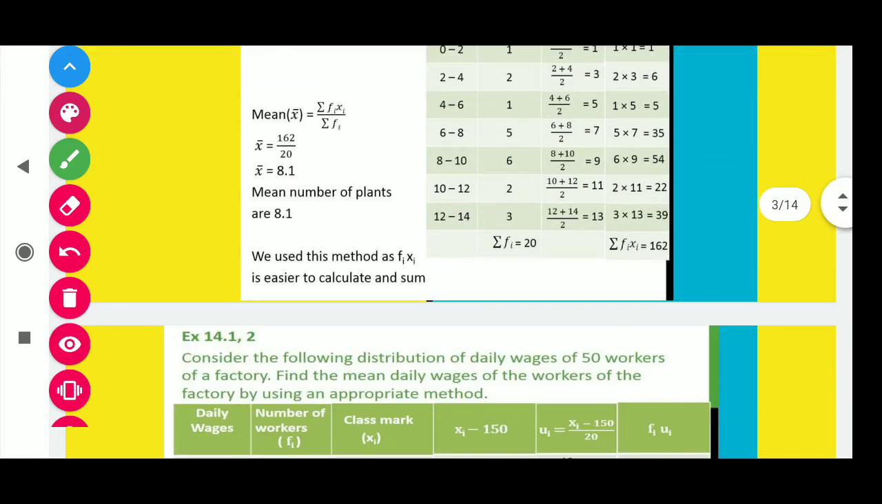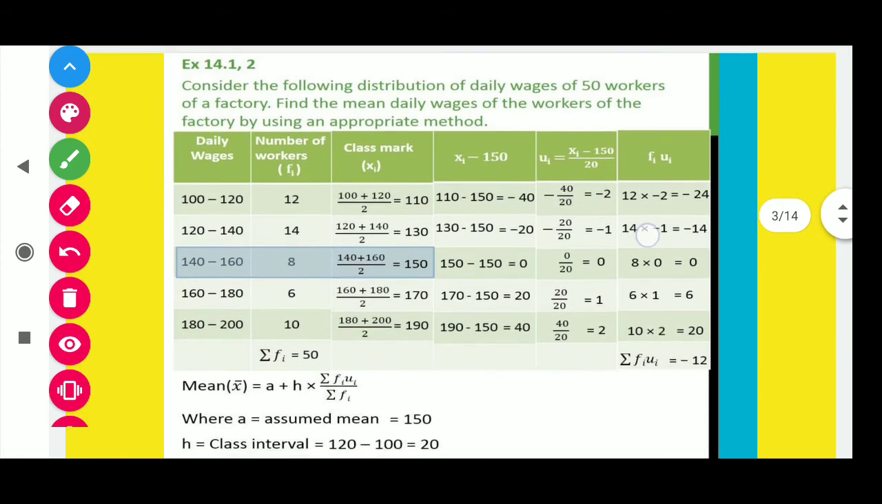Next, here we have question number second. Second question is, consider the following distribution of daily wages of 50 workers of a factory. Find the mean daily wages of the workers of the factory by using an appropriate method. Students, हमें यहाँ पर daily wages given है 50 workers की, and we have to find the mean, that is average of the daily wages of workers, and by using the appropriate method.